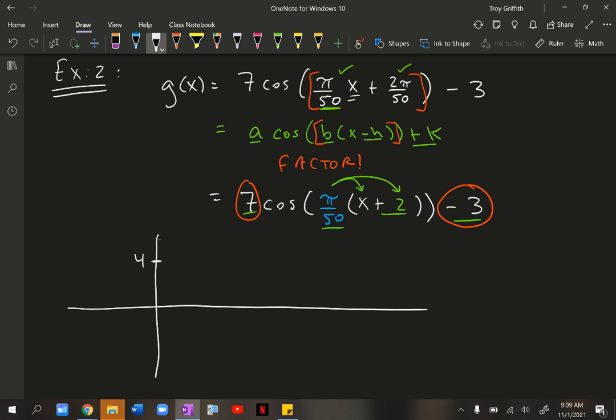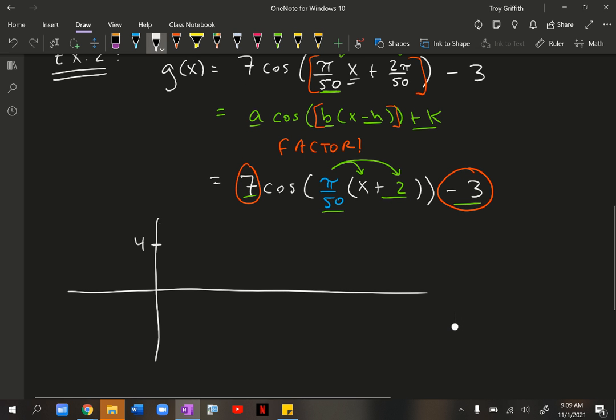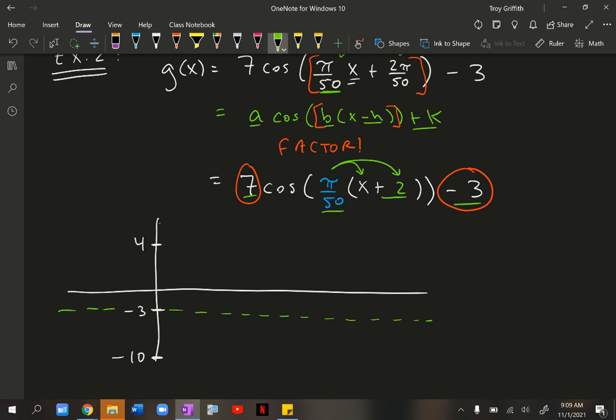Now the highest that we go is 4. The lowest that we usually go is negative 7, but we get shifted down 3, so now the lowest we go is negative 10. If the middle of the graph is normally at 0, but it gets shifted down 3, the new middle of this graph is at negative 3. Okay, and I'm going to put a dashed line in the middle here for the middle of the graph.